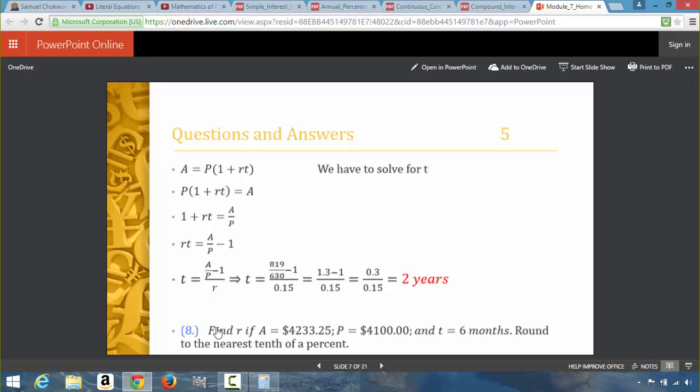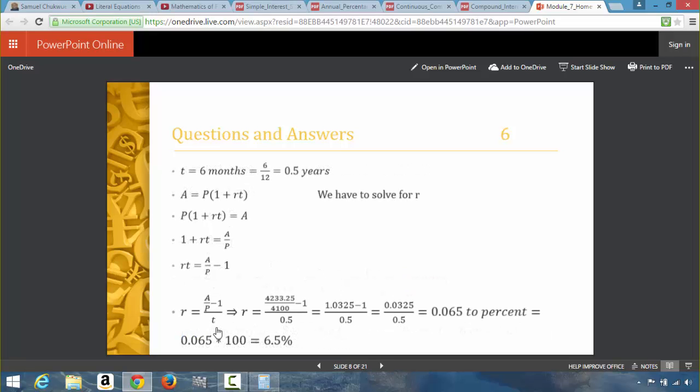Question 8, we solve for r. We use the same formula, but we solve for r. You make sure that this time for 6 months, you convert it to years. Now, 6 divided by 12 is 0.5. So that is an exact decimal, so you can use it. But assuming you do not have 0.5, then you have to use the fraction. Or if you must use the decimal, use all of it. All of it. Okay? So when you do that, you get 6.5% here.